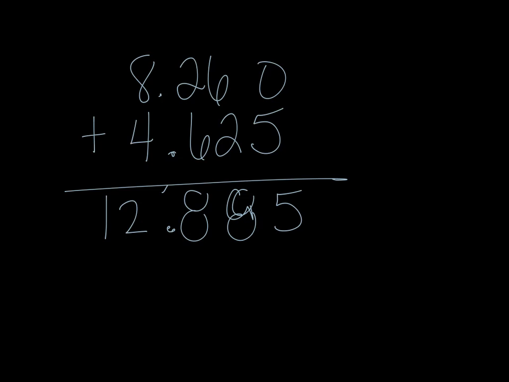Now, I always keep the sign of the bigger number. And in this case, both of my numbers were negative. So my answer is going to be negative 12.885, or 12 and 885 thousandths. Good job.